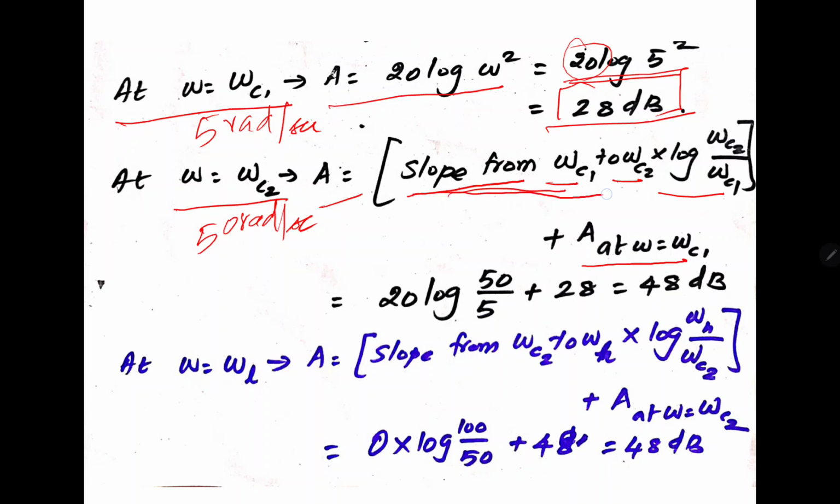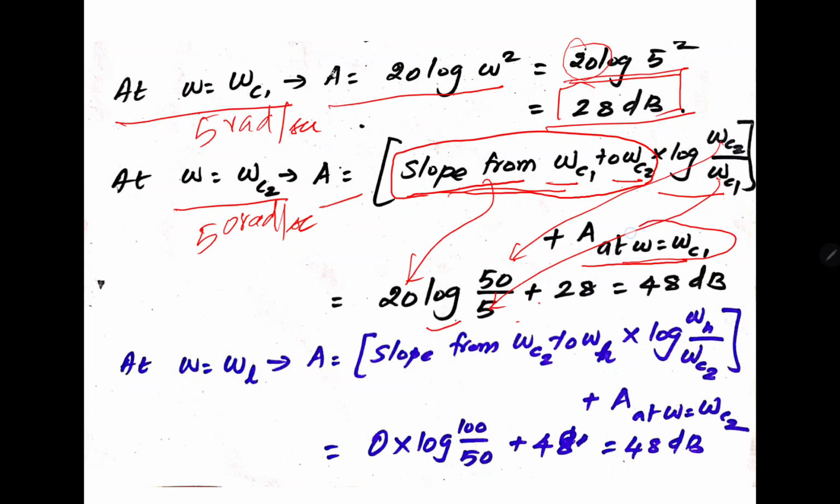The slope from omega C1 to C2, you have to see the table and write it. From the table, this value is 20 dB, times log of omega C2 by omega C1, which is 50 by 5, plus the gain at omega equal to omega C1, which is 28. Adding these together gives 48 dB.